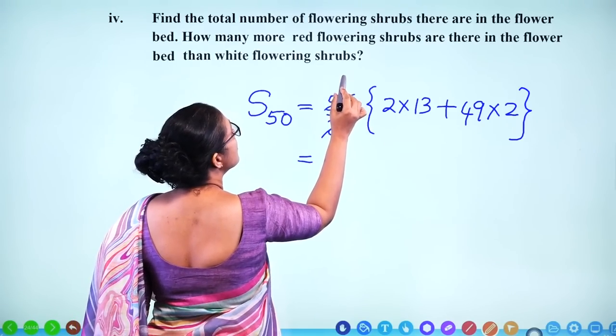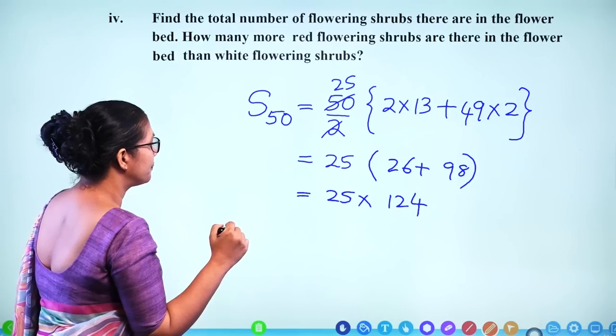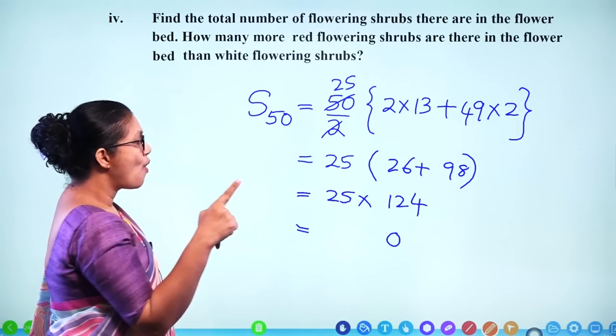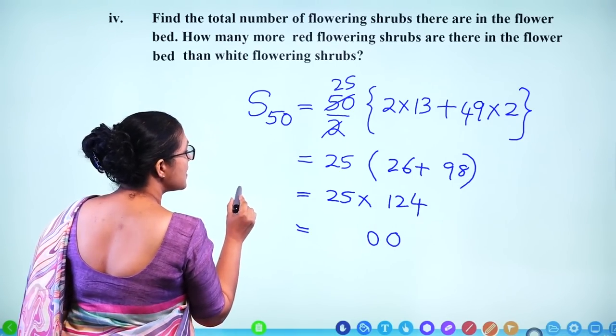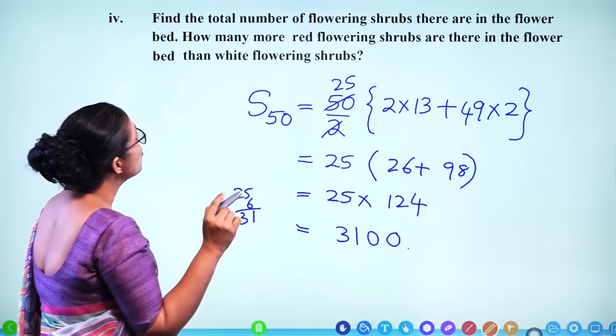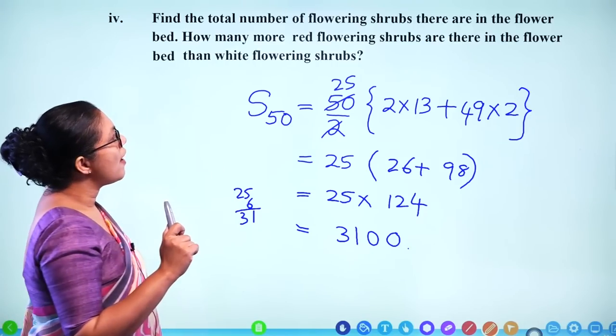You get 25. What's the value here? 2 times 13, 26. 49 times 2, 98. 25 times addition of these two, 124. So 25 times 4, 100. 24 remaining. 25 times 2, 50. 50 plus 50, 100. 25 times 1, 25. So all together, 3,100 shrubs are there.